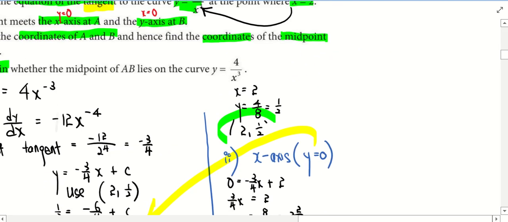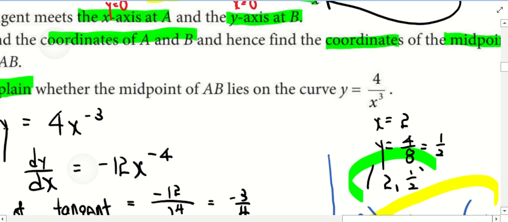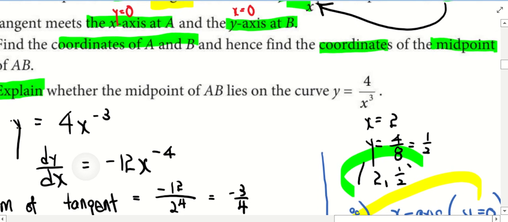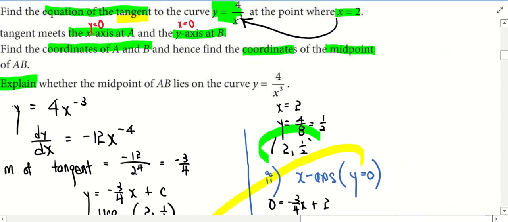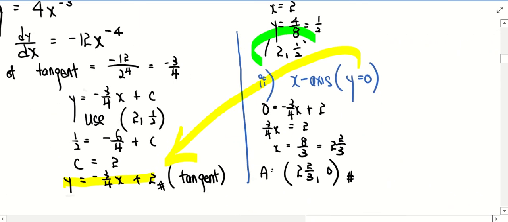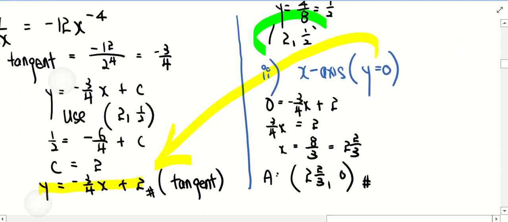Remember, referring back to the question, the x-axis, the tangent will meet at A and intersect at A. So I write down x-axis, y = 0. I substitute the y = 0 with the tangent line. So now you have to do something similar for the y-axis as well.